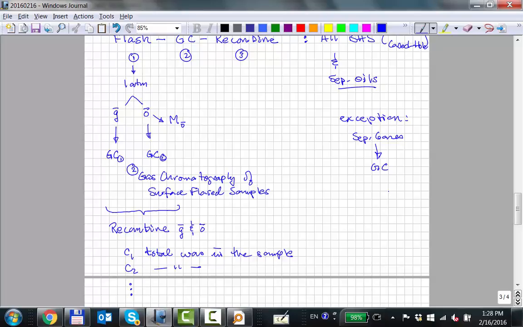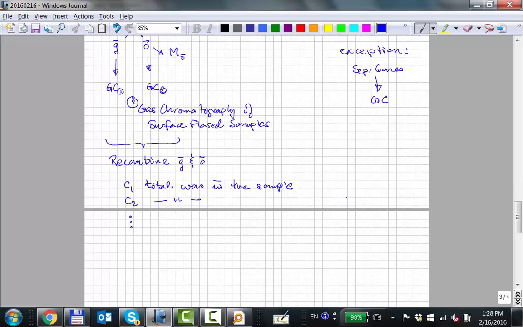Yes? That's all the other components. Benzene, C6, and on down. What does it say? Oh, total, okay, the total amount that was in the sample. Yeah, the total amount. We'll get back to this, the detail, but you've got a certain amount of methane in the gas and a certain amount of methane in the oil, and you have to put them back together.